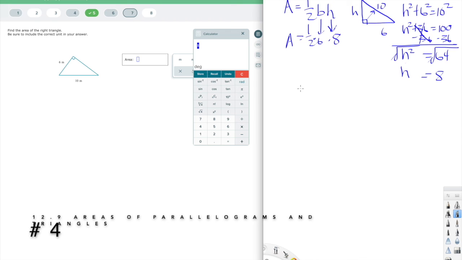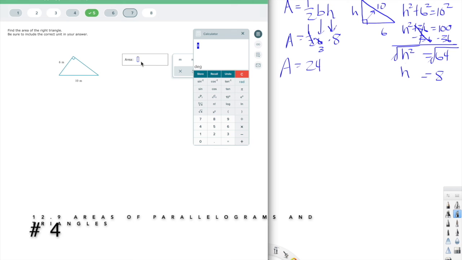So now I'm going to go A equals, and I can take half of 6 or half of 8. It really doesn't matter. So I'm going to go half of 6 is 3. 3 times 8 is 24. If I did half of 8, that would be 4. 4 times 6 is 24. So either way, I'm going to get the 24.